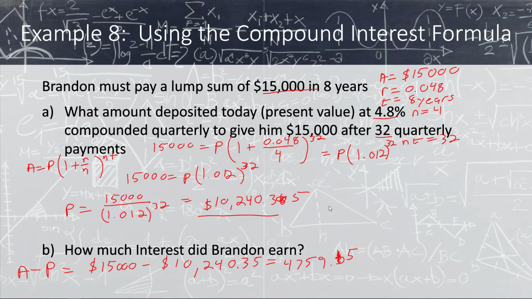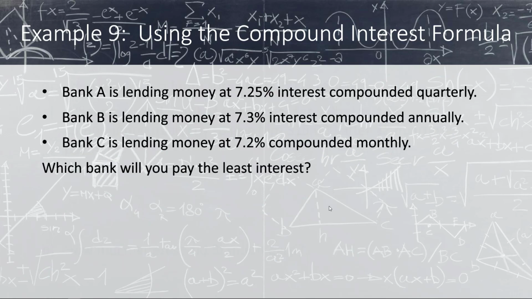Now, one of the problems you're going to have in your homework is this. Here we have 3 banks. One bank lends money at 7.25% and is compounded quarterly. The other one charges a higher interest rate of 7.3%, but is only compounded annually. And then the third bank is lending money at 7.2% and is compounded monthly. And which bank will pay you the least interest?